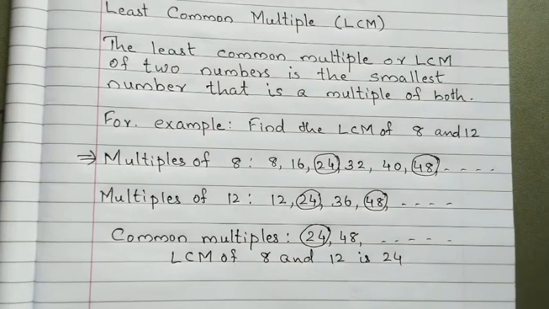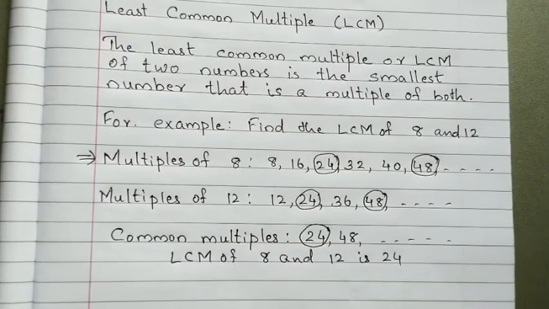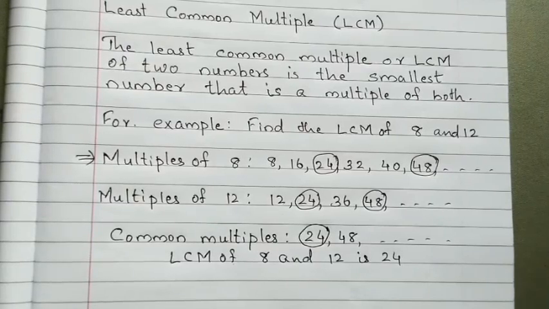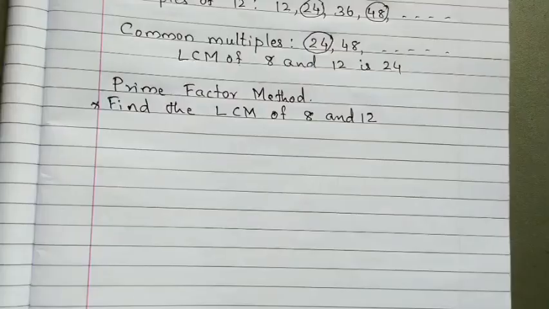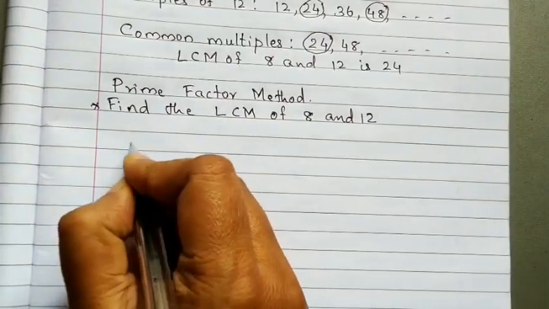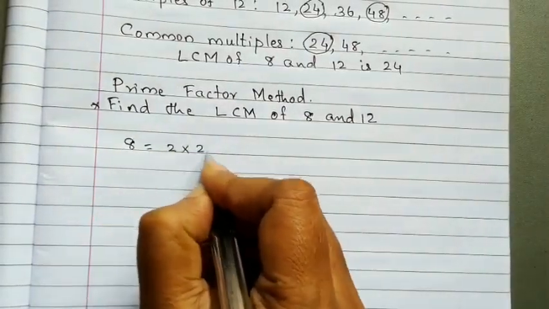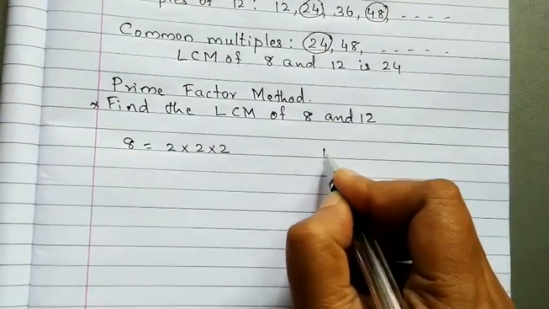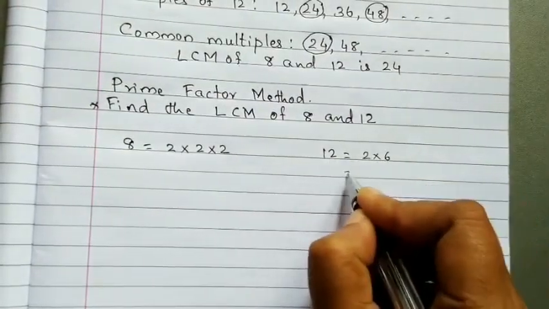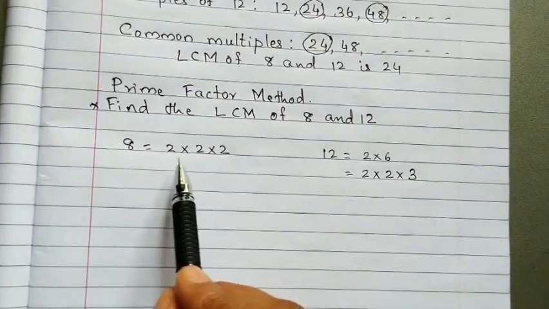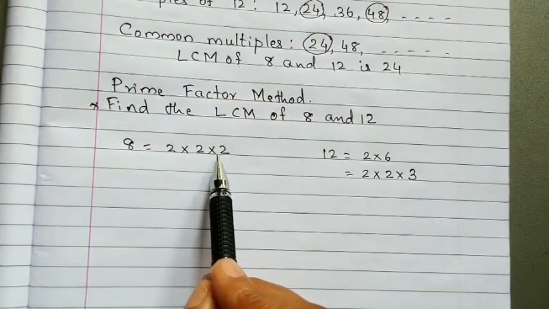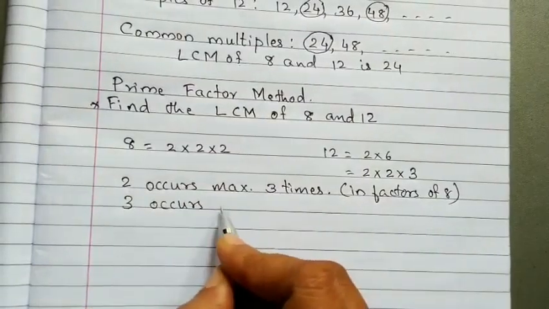Now today we are going to study the prime factor method to find the LCM of numbers. We have studied how to write the factors, and so today we are going to use that prime factor method to find the LCM. Let's try the same example. First let's write the prime factors of 8. 8 can be written as 2 multiplied by 2 multiplied by 2. And 12 can be written as 2 multiplied by 6, which again can be factorized as 2 multiplied by 2 multiplied by 3. If you see, 2 occurs maximum 3 times over here and 3 occurs once.